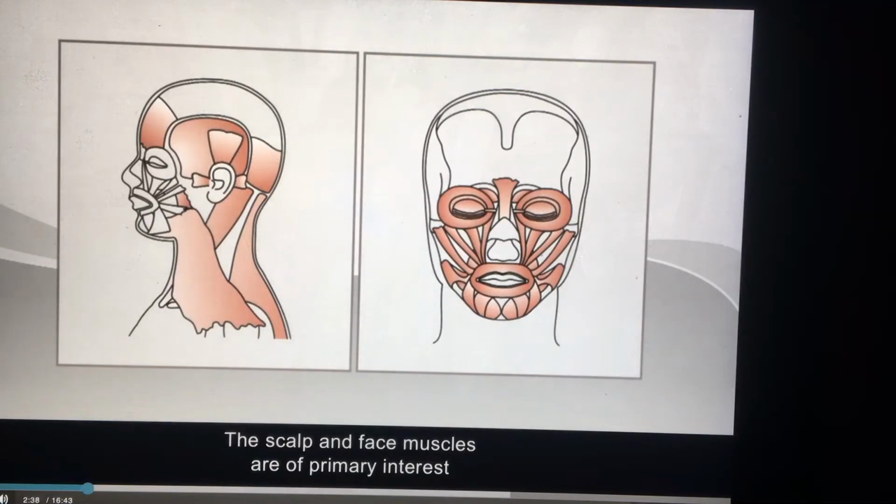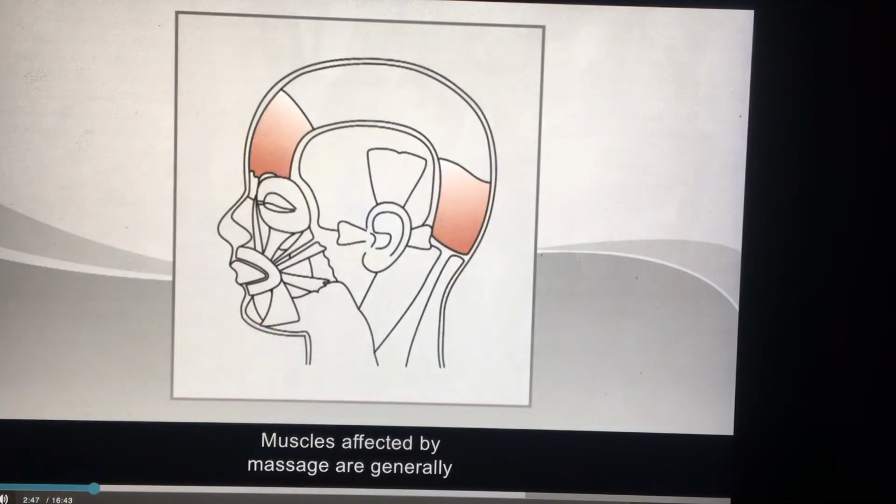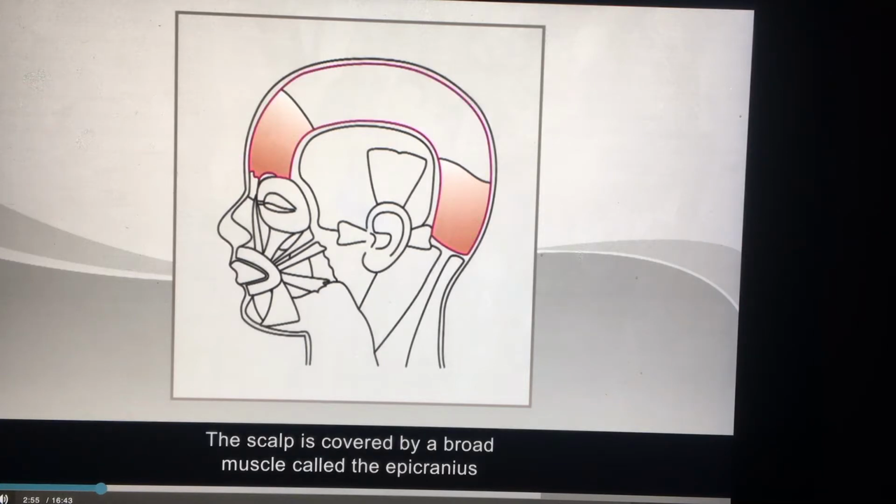The scalp and face muscles are of primary interest to the cosmetologist for scalp and neck massages, as well as facials. Muscles affected by massage are generally manipulated from the insertion attachment to the origin attachment. The scalp is covered by a broad muscle called the epicranius, or occipitofrontalis.